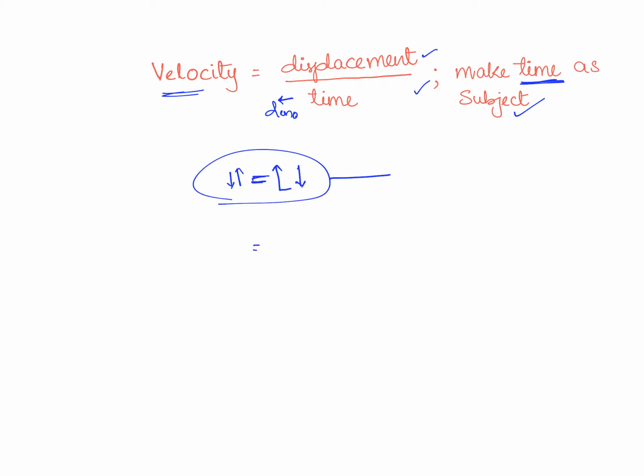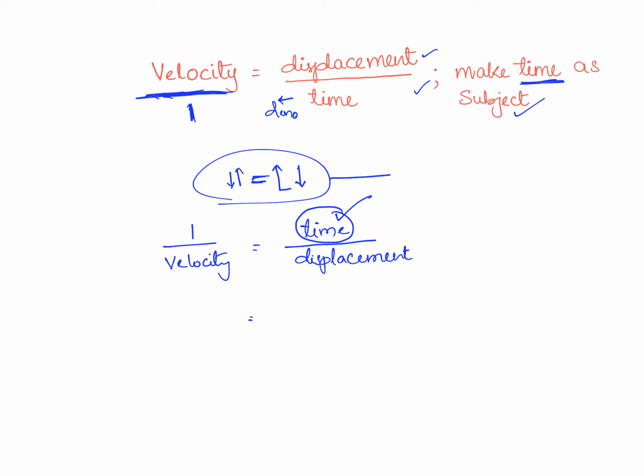So let us first do it on the right side. We have time downside, so we will take it up, because my subject must always be in the numerator. So displacement goes down. For here, same, velocity we have, so nothing at the denominator, we call it by 1. Velocity by 1. If there is nothing, we call it by 1. So what is the inverse of that? 1 by velocity. So I need time, right? So I need to send the displacement to the other side.